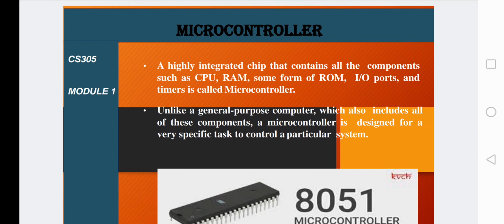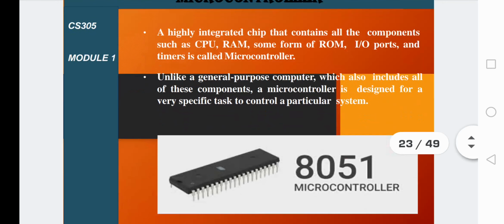But the thing in the case of a microcontroller is that each and every microcontroller is designed only for a specific task. That is, if you want to find the factorial of a number with the help of a microcontroller, then you have to design a microcontroller explicitly for that particular purpose. That particular microcontroller will find the factorial of a number only. That same microcontroller cannot be used to perform some other functions. So the microcontrollers are designed only for a specific task.